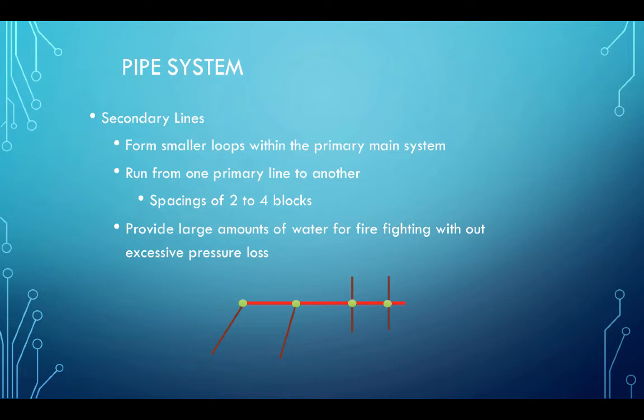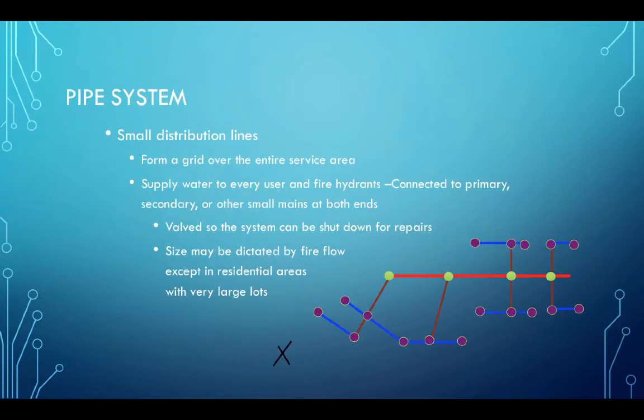The secondary lines form smaller loops within the primary main system. They run from one primary line to another. They're spaced on the order of 2 to 4 city blocks, and they're capable of providing large amounts of water for firefighting without excessive pressure loss. So many of our fire hydrants are connected to these secondary lines.